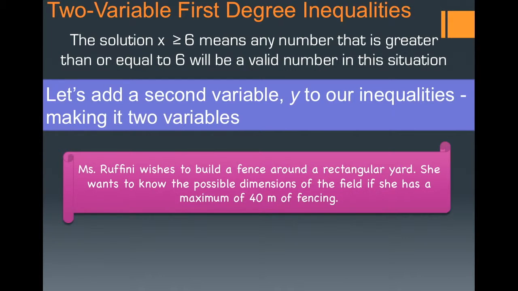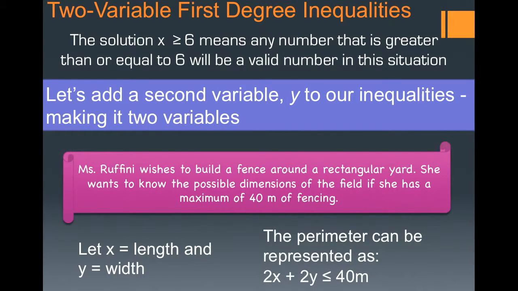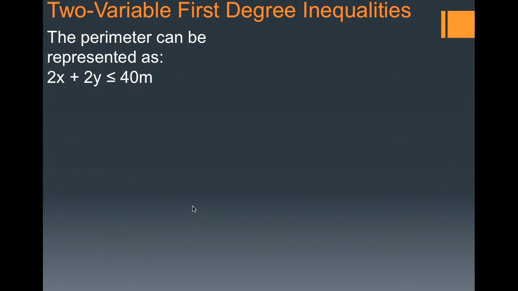Miss Ruffini wishes to build a fence around a rectangular yard. She wants to know the possible dimensions of the field if she has a maximum of 40 meters of fencing. That is all I give you. In this case, x will be our length and y is going to be our width because we don't know anything else about them. So we're just going to call x length, y width. The perimeter can therefore be represented as 2 times the length, so 2x, plus 2 times the width, so 2y, less than or equal to 40 meters in this case, not 50, 40 meters, okay? And remember, we are using our inequality because I say maximum. Check out these keywords. So just to recap, 2x plus 2y is less than or equal to 40 meters.